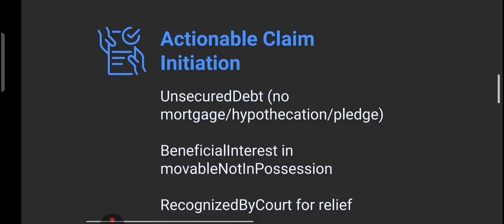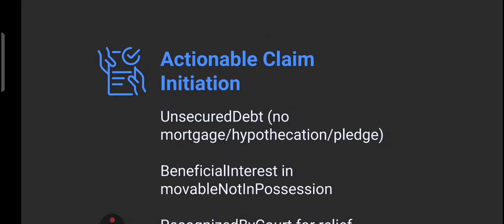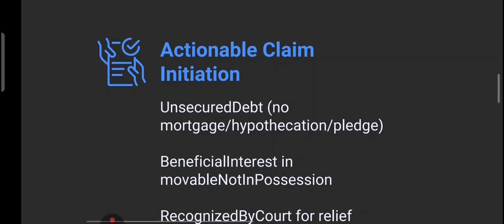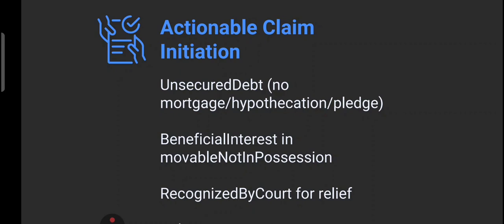That means there is no mortgage, no pledge, no hypothecation involved. You are claiming a benefit in something even if it is not physically in your hand. Again, I am repeating, what is actionable claim? It is basically a right to recover an unsecured debt. So the bank has given an unsecured debt, and the bank has a certain right to recover that. That is called actionable claim. This means you have not taken anything as security, neither mortgage, nor pledge, nor hypothecation. And still you are claiming a benefit in something.